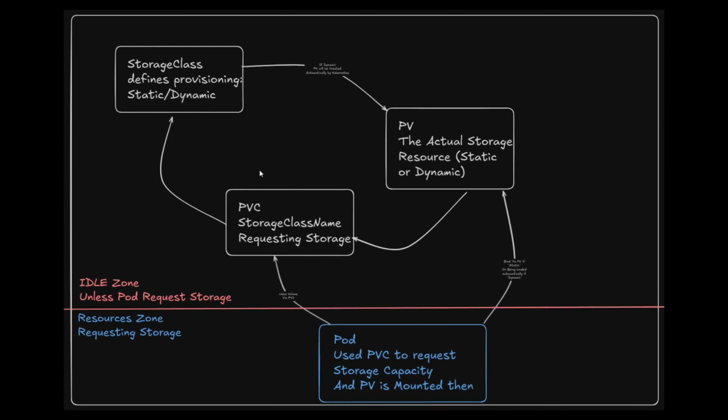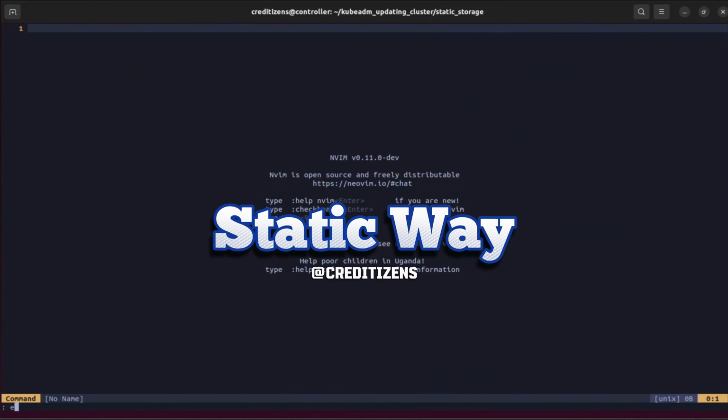There is a static way and a dynamic way, and we will start the video with the static way. Storage class, persistent volume claim, persistent volumes on the top, and we have the pod requesting those. Just keep this in mind. Come back to this part during the video.